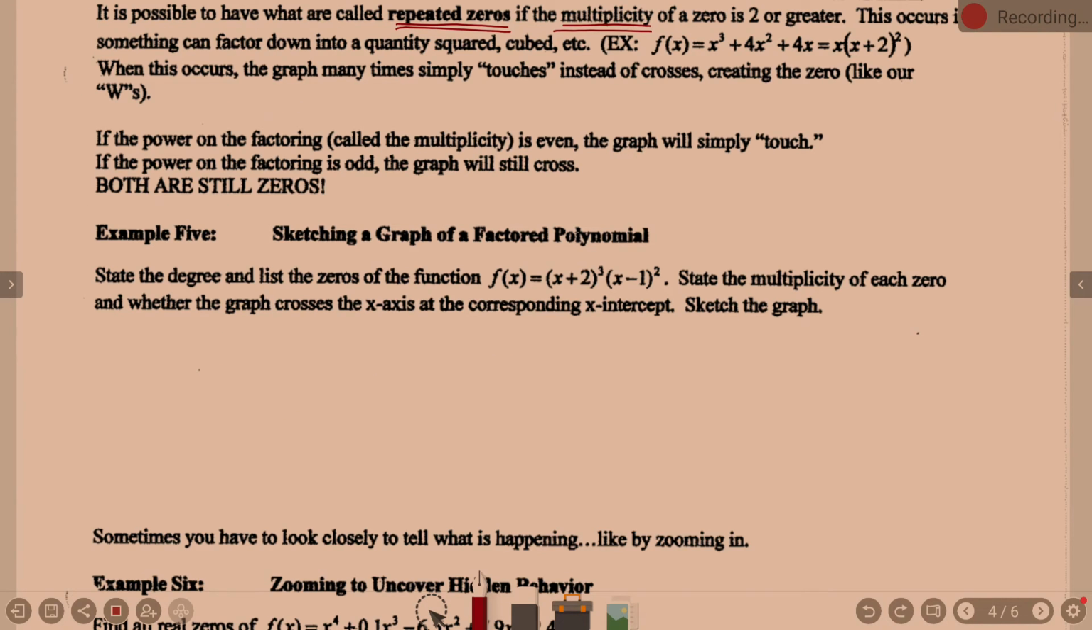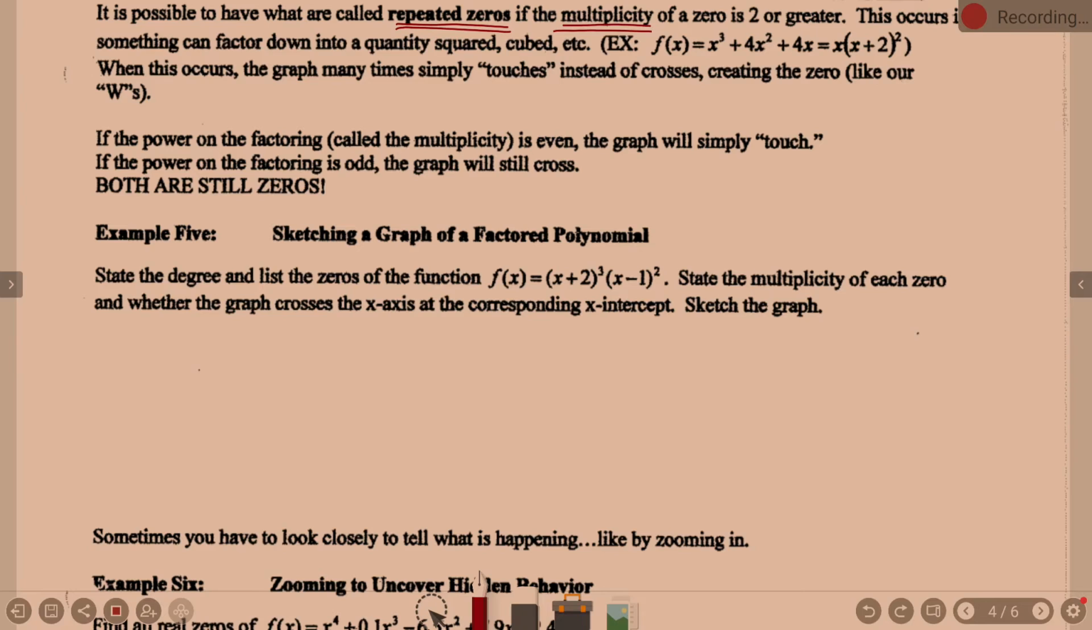Okay? So that's multiplicity. Repeated zeros have a multiplicity of 2 or greater. This occurs if something can factor down into a quantity squared or cubed. So when this occurs, the graph may sometimes simply touch instead of crossing. If it touches instead of crossing, it's going to go down to the bottom, turn around and go back up. It's just going to touch it and go back up. It's not going to cross. Or it can come up from the bottom, touching it at a min or a max type thing.